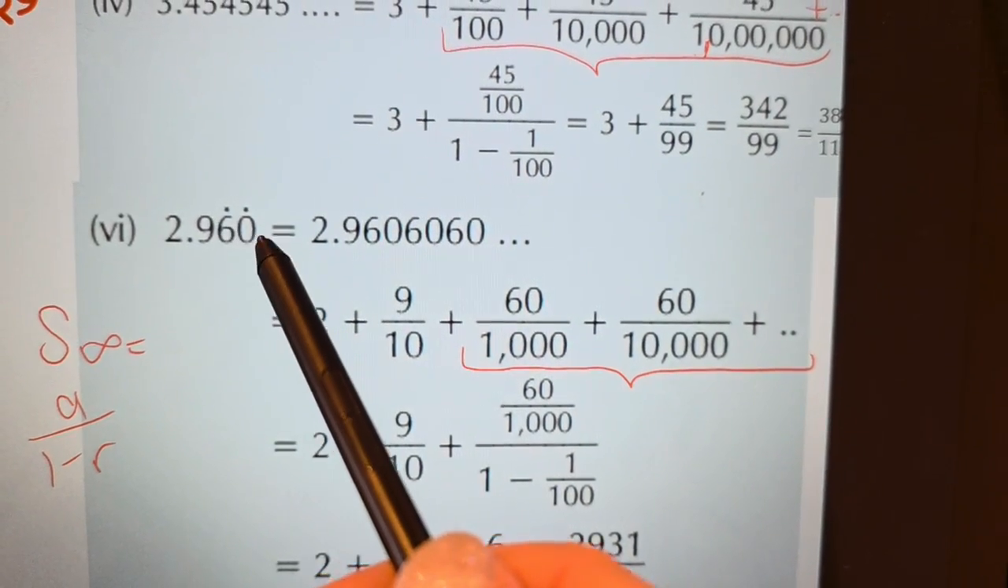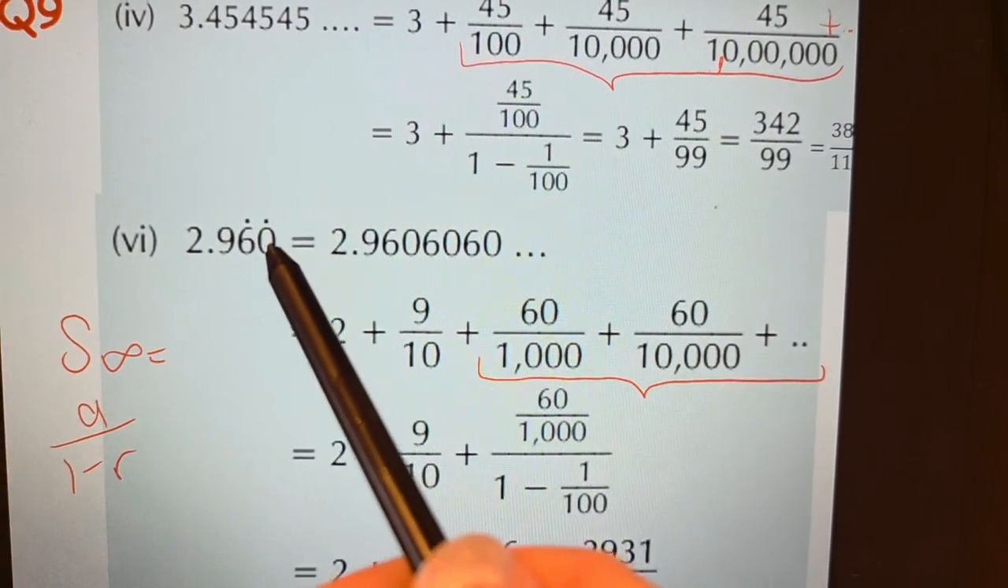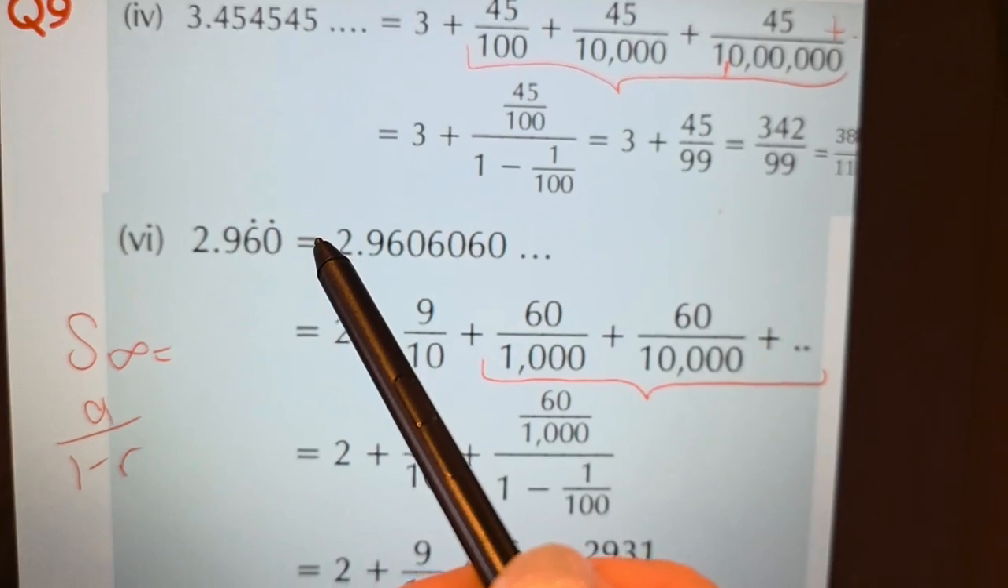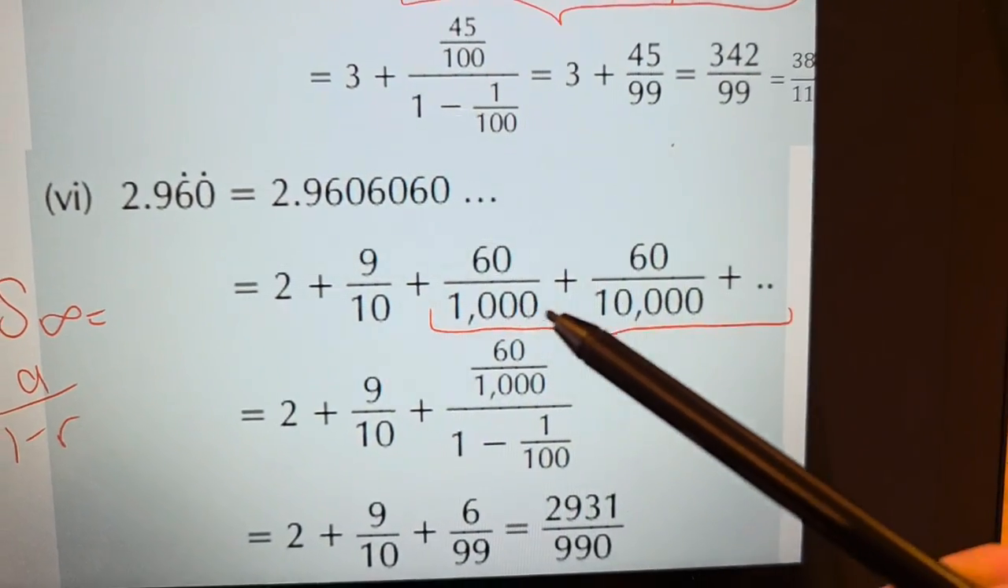Then the first 60 would be 0.060, which is 60 over 1,000. The next 60 that would occur here would be 0.00060, which is 60 over 10,000 and so on. That'll go on to infinity. So there's your repeating pattern.